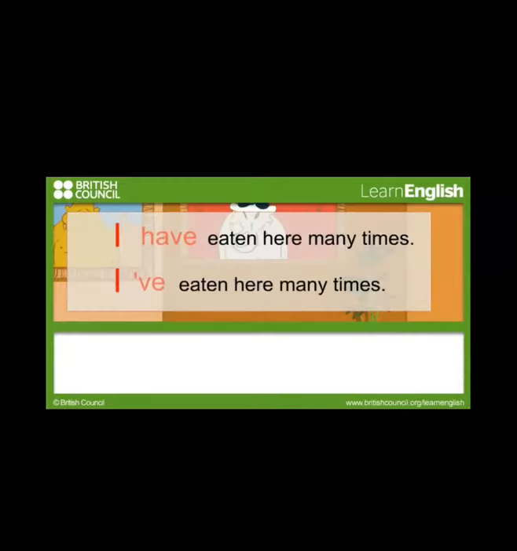Okay, as you see, we have the answer of the question, or maybe the sentence that he tells to the other man. He says, I've eaten here many times. So he used a contraction. Él utilizó una contracción, ¿sí? And what is that? That is the same as when we can say I have. Okay, so we have here I have eaten here many times, and we have I've eaten here many times. This is the contraction of I have.